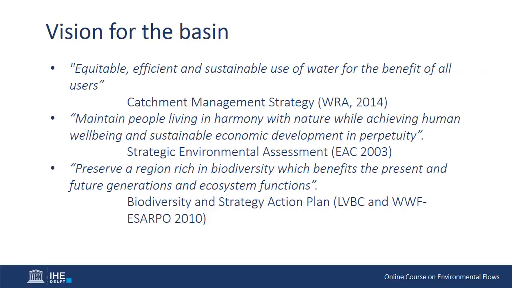We also looked into the vision or objectives that were already set for the basin. In Kenya, the catchment management strategy calls for an equitable, efficient, and sustainable use of water for the benefit of all. Now, that may sound a little bit general, but the Water Resource Authority also set resource quality objectives, or RQOs, for the Kenyan part of the basin. The classification includes 3 main parameters: ecological, livelihood, and commercial uses of the resources. Overall, the Water Resource Authority highlighted that water needs for the ecosystem should be prioritized within the Mara River Basin.